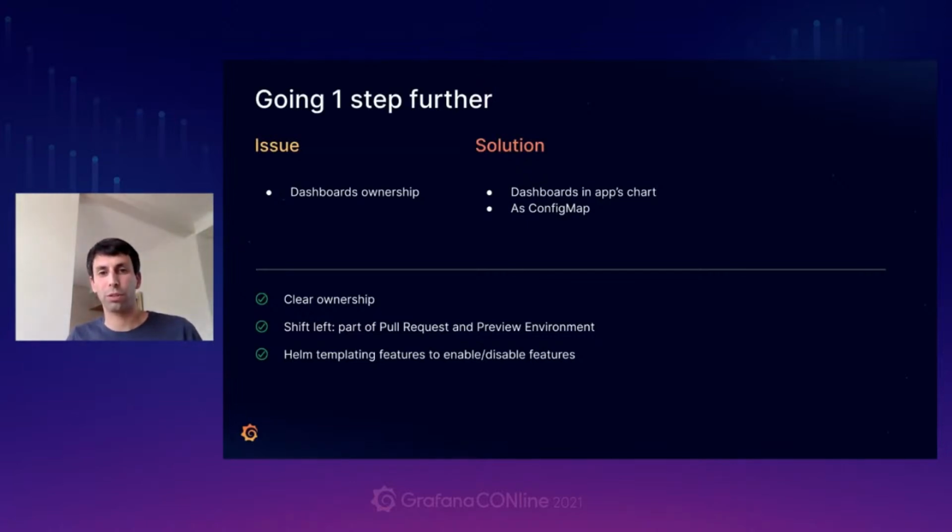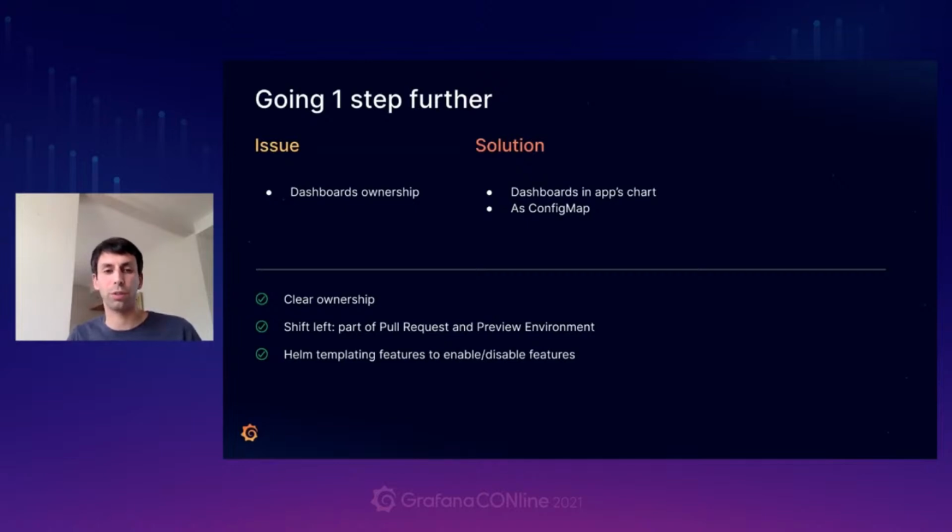So one solution we're starting to apply is to store the dashboard for one application inside the application's repository, in the Git repository, in JSON format, and expose it as a config map inside the application Helm chart, which is also defined in the same Git repository. The big advantage of that is that we have clear ownership because it's in Git, so we know who changed it and who is maintaining it. There is a clear shift left paradigm. It's part of the pull request.